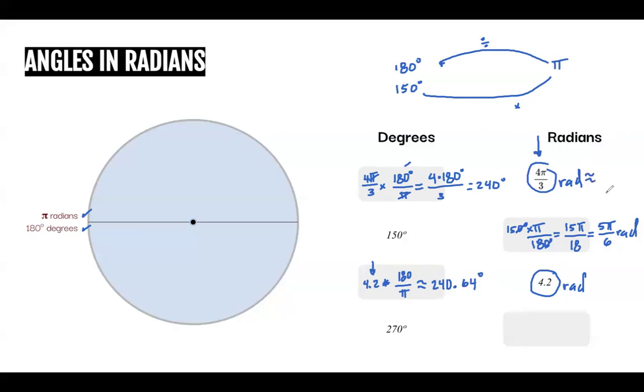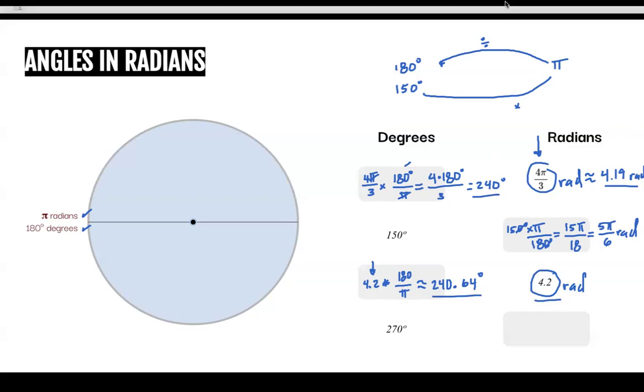Now, consider that this is the exact answer. If you would like a decimal approximation, you would have to go as far as multiplying 4 times pi divided by 3. And that is around 4.19 radians. If you notice, it makes sense that 4.19 radians gets you 240, and 4.2 gets you 240.64.